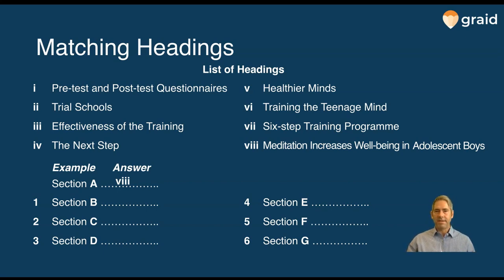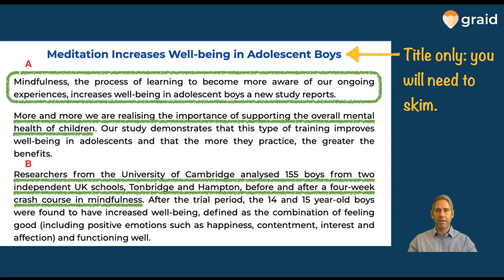Now we can see here that section A has been done as an example. So section A, the heading would be Meditation Increases Wellbeing in Adolescent Boys. But what we need to do next is skim again the entire reading. So just to review, skimming would involve the first paragraph, which is an overview, and then the first sentence of each other paragraph. For this example, I've added in the letters to indicate each section. So I'll give you a chance to skim and just skim what I've underlined.